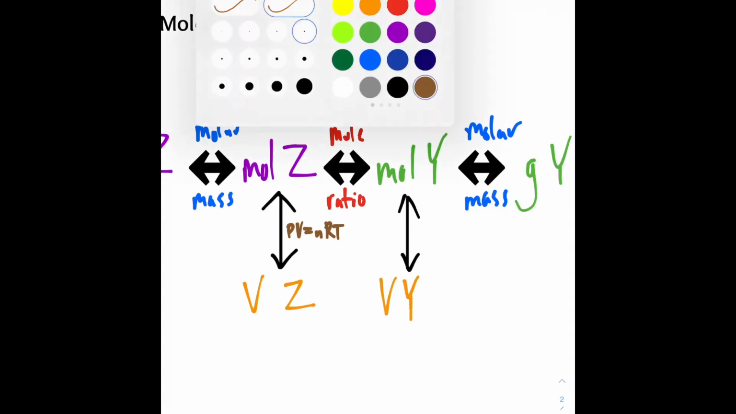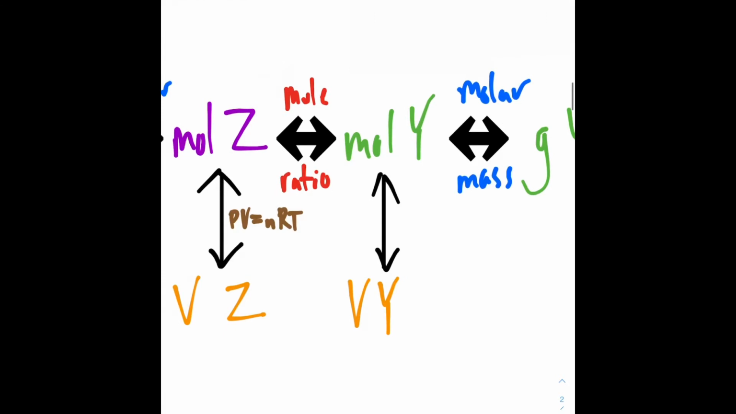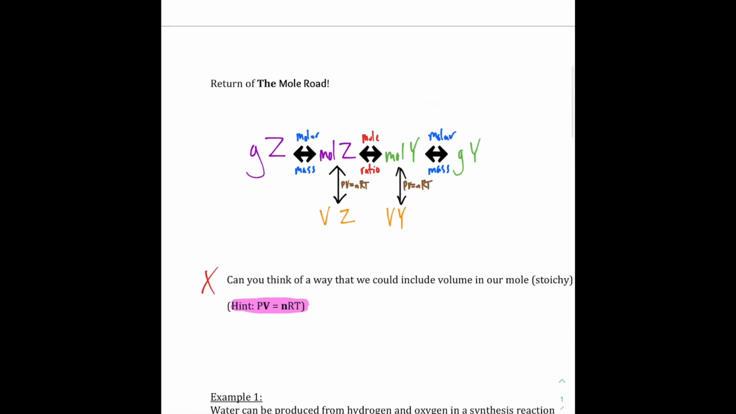And again, that would be using the equation PV equals nRT. So all we've done is we've added another step onto our mole road that we had before. We can convert from moles to volume. Or think about it the other way. We can now convert volume to moles.